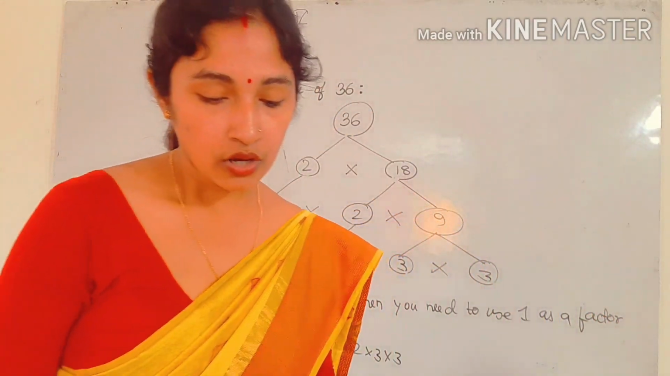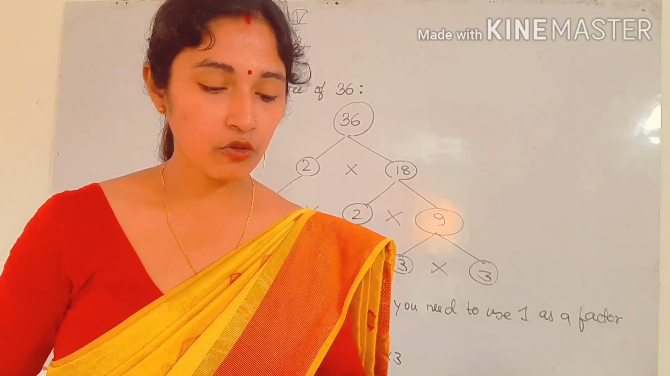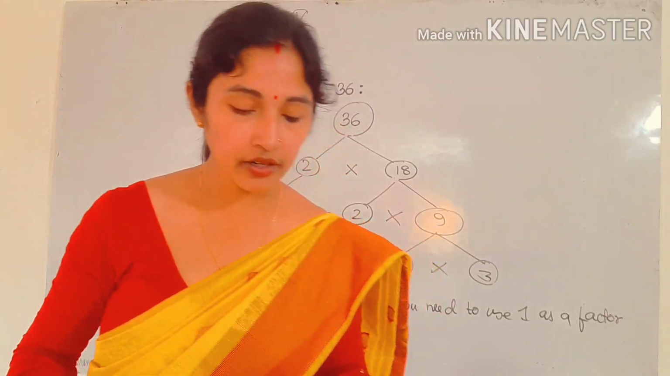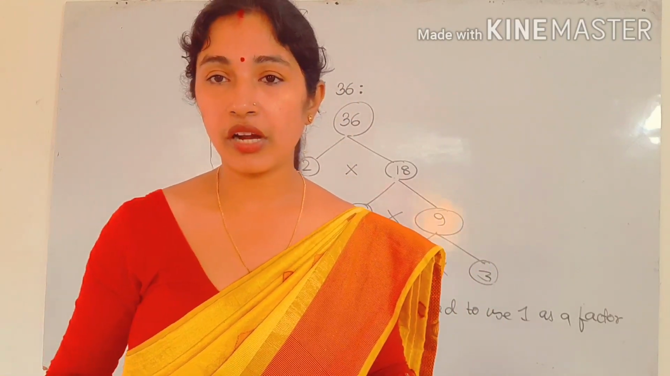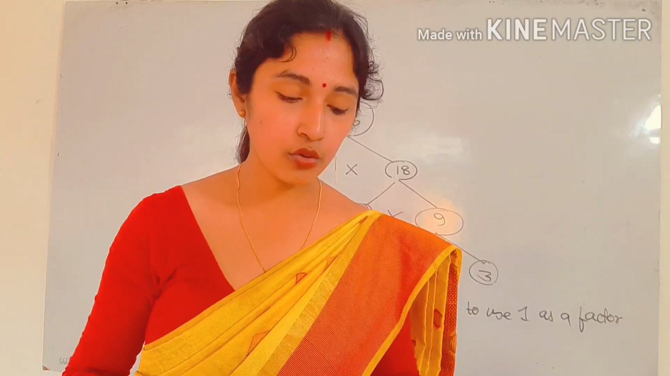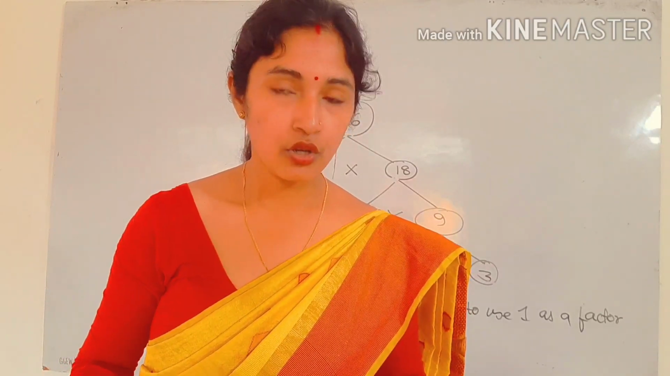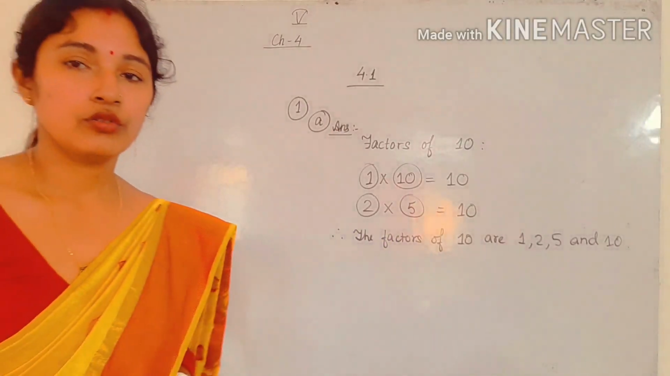Okay, so let us do exercise 4.1 today. So come to question number 1. Find the factors of the following. So number A is 10. Okay, so you can use multiplication as well as division. So I will do it using multiplication. So let us do it. Question number 1A. So this is the answer.